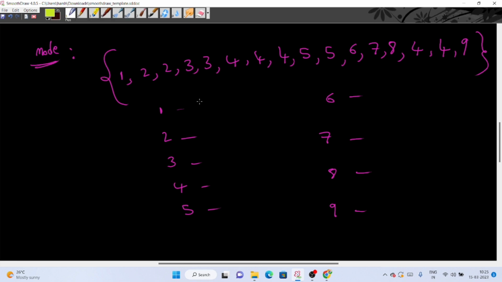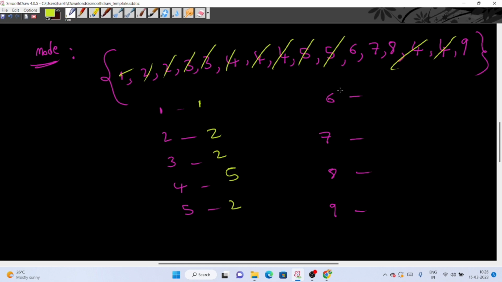So we have one 1, two 2s, two 3s, and 4 appears 1, 2, 3, 4, 5 times, and 5 appears 2 times, and 6 for 1 time, 7 for 1 time, 8 for 1 time, and 9 for 1 time.